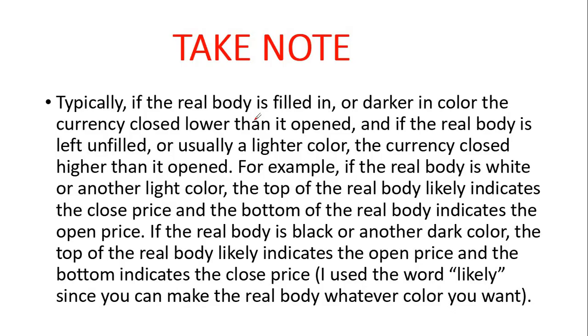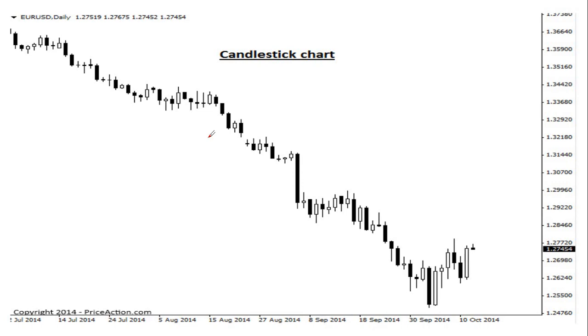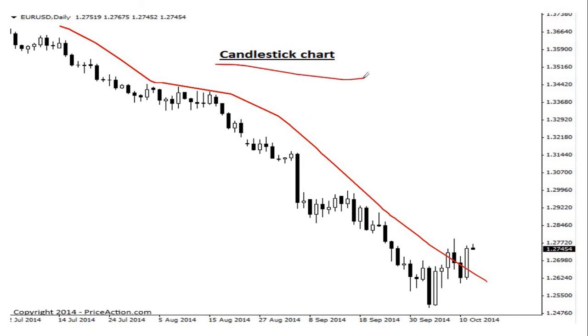What you also need to understand is that the border is so important. If the border is white or another color, the top of the body likely indicates the close price, and the bottom of the candle indicates the open price. I will explain all this more in another lesson which deals just with the candlestick. So this is how a candlestick chart looks.